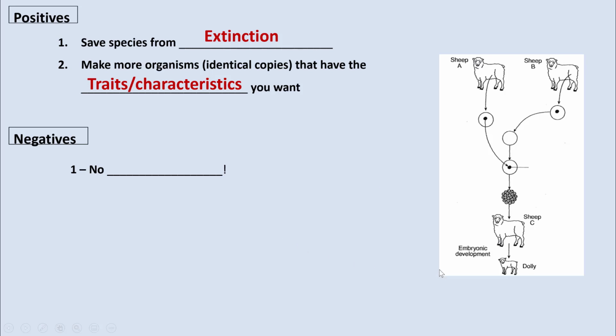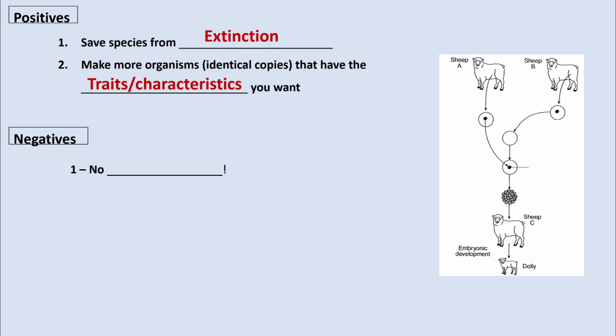Some negatives. The Irish found out the negatives the hard way. They took a potato plant, cut it up into pieces, planted all those pieces, got all identical plants. They kept doing this time and time again, and all the potato plants were identical. A fungus came along, killed one plant. If one was susceptible or able to die, all of them died.